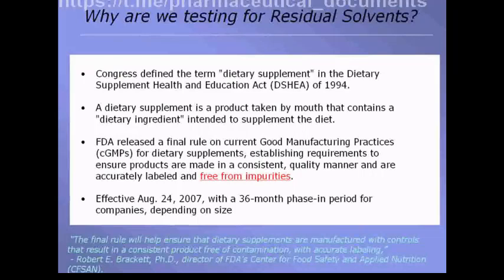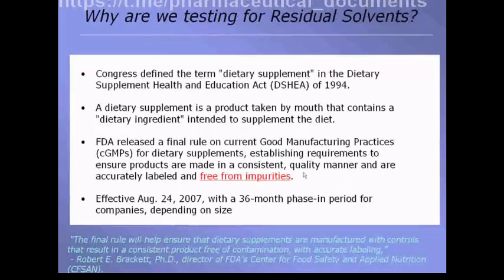So upon that definition, what then happened is the FDA released a final rule on current good manufacturing practices for dietary supplements. By the definition, and then as a requirement for GMP protocols, or CGMP as it's listed, current good manufacturing practices, these now need to be established in our laboratories. Anytime we're preparing a dietary supplement by formulation or by production, we need to do that under current good manufacturing practices. And what those do is establish requirements of testing to ensure the products are made in a consistent and quality manner and are accurately labeled and free from impurities.